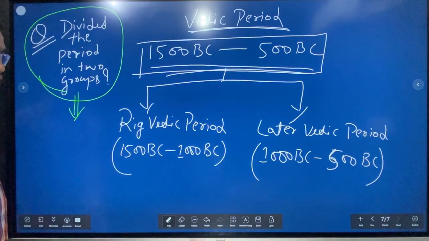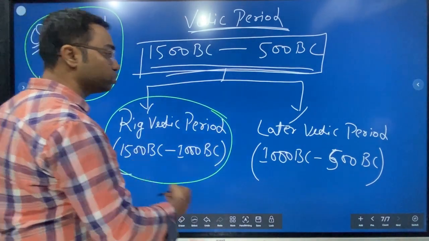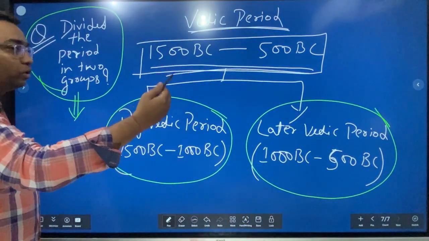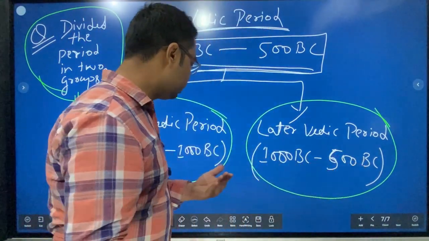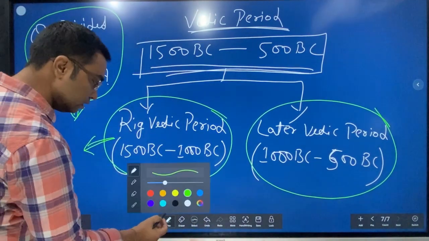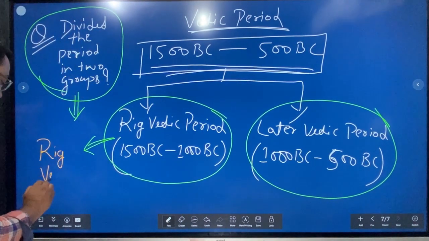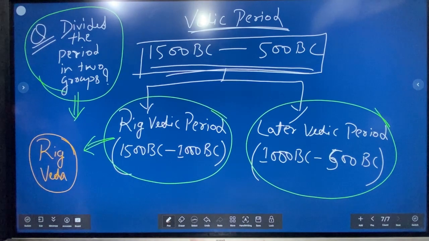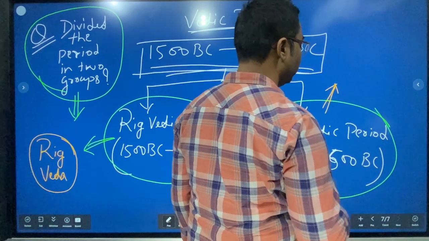If we see the sources, what is the source of the Rig Vedic period and what are the sources of the later Vedic period? We all know that this period has been named after the Vedas, so the Vedas will be the source of this period. But interestingly, only the Rig Veda is the source of the Rig Vedic period. This is a very interesting fact. But the sources of the later Vedic period are more than the Rig Veda.